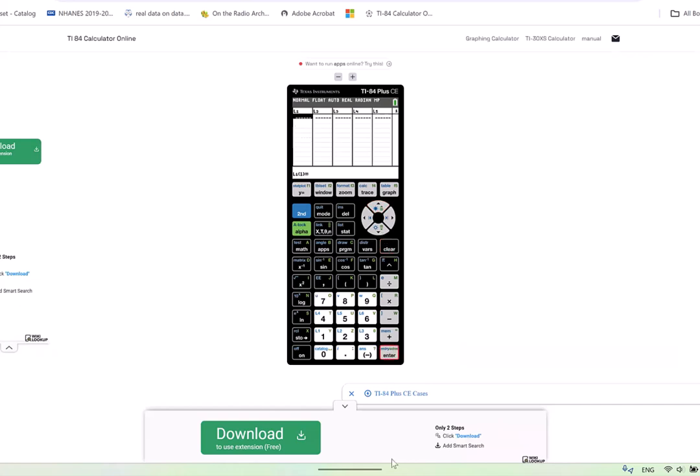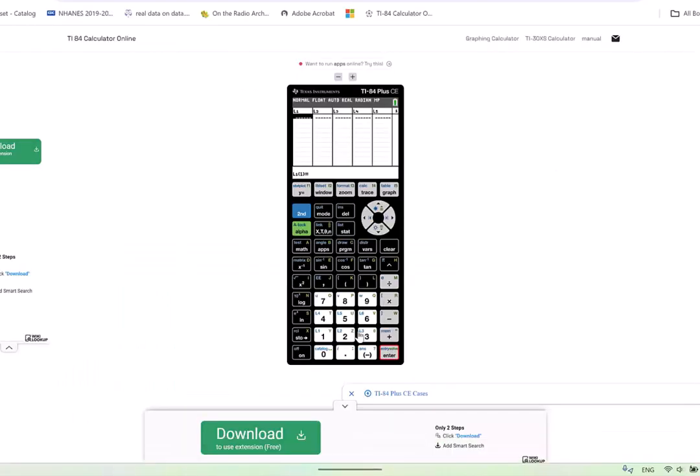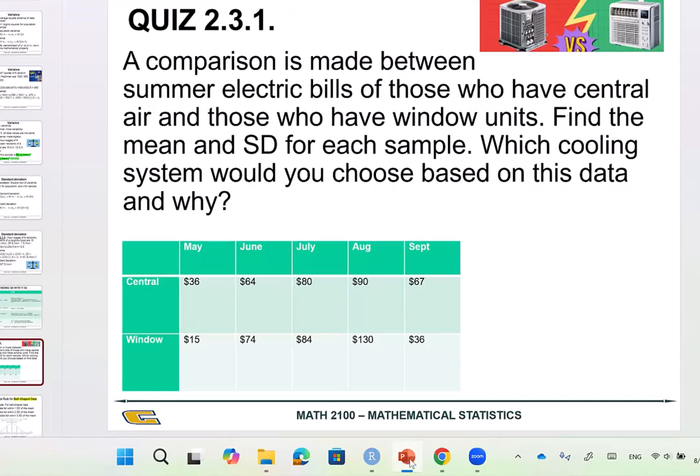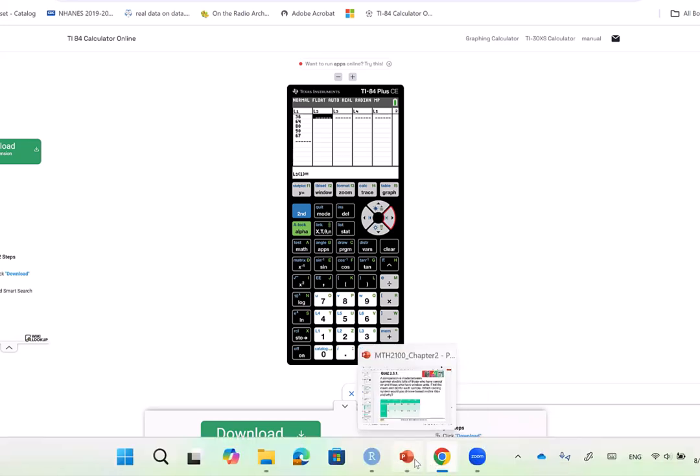So first, L1 for central air: 36, 64, 80, 90, 67. So this is the bill for central air, okay? 36, 64, 80, 90, 67.